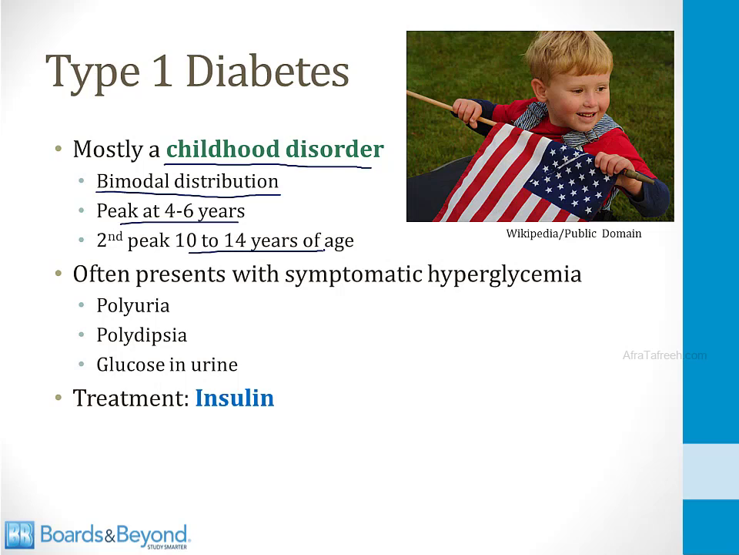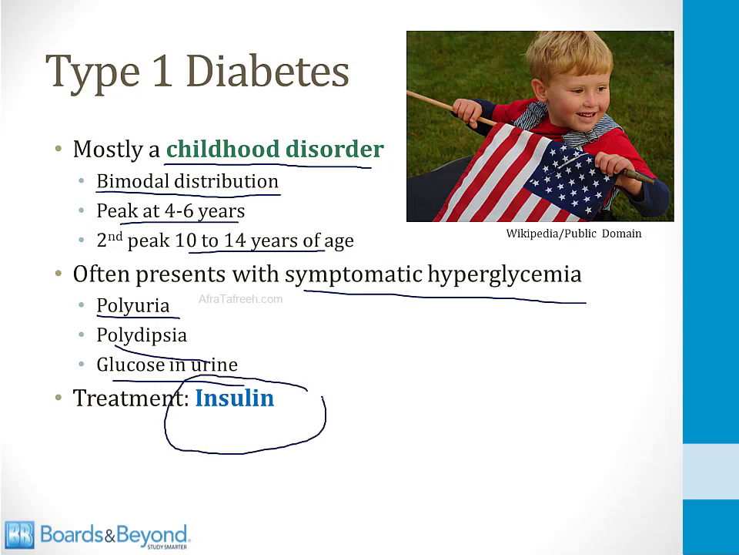and present with symptomatic hyperglycemia. So they present with classic symptoms of diabetes like polyuria, polydipsia, and glucose in the urine. And the treatment is to replace insulin. So children with this disorder require lifelong insulin. And I talk about treatment of type 1 diabetes in other modules.